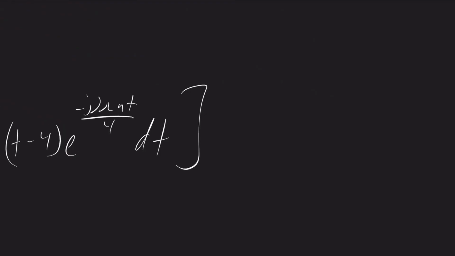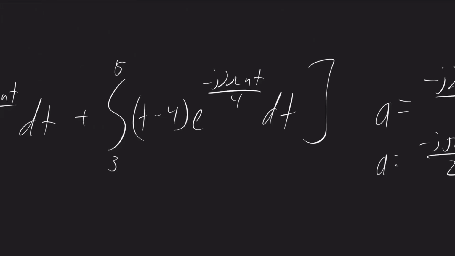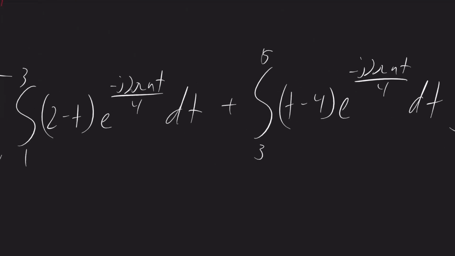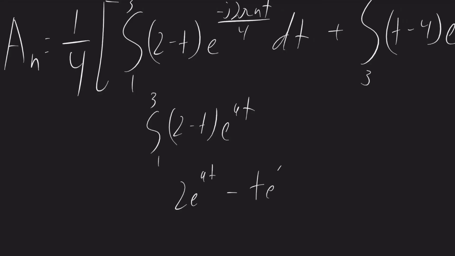I'm going to do a substitution here. I'm going to let a be negative j times 2 pi n over 4, which simplifies to negative j times pi n over 2, just so I don't have to keep writing this whole e expression each time. So this first integral will be 2 minus t times e to the at, which is 2e to the at minus te to the at.